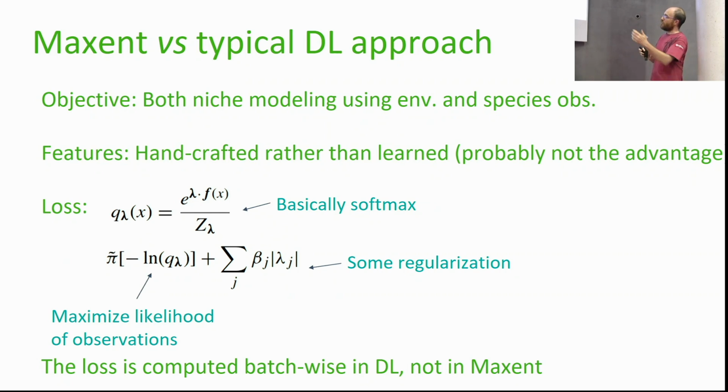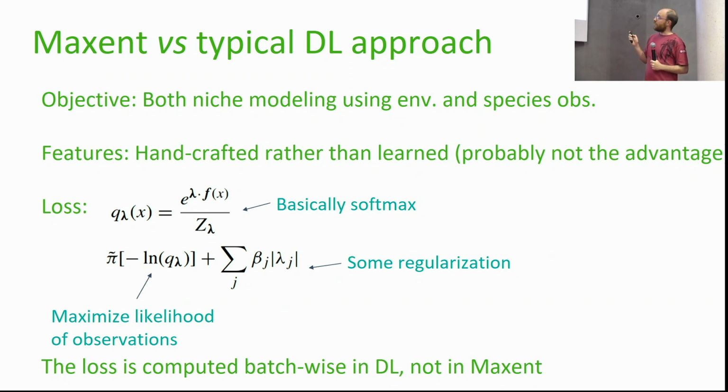SDMs. And then on the bottom we have the loss itself, where we try to maximize the likelihood of the observations, and there is some regularization. These are also the things that usually people would do in a deep SDM model. Maybe there is a difference that in the case of deep learning models, the loss is computed batch-wise, and in Maxent, usually you would compute it for the whole data set at once. If it makes a difference or not, I think this is, for me, not super clear.